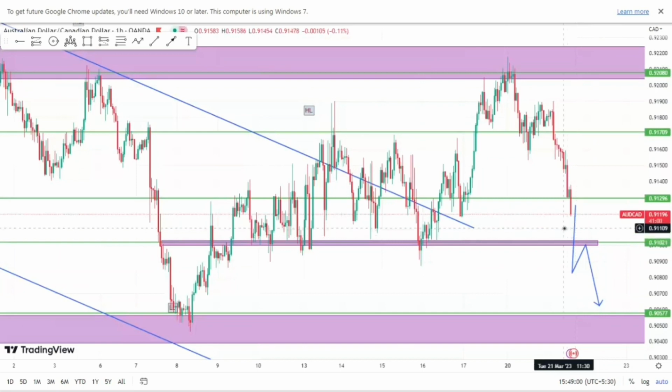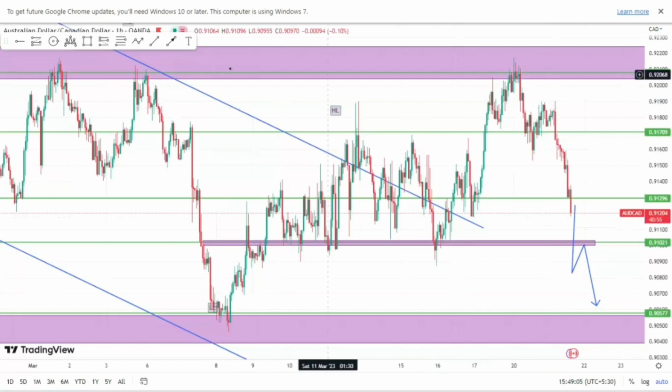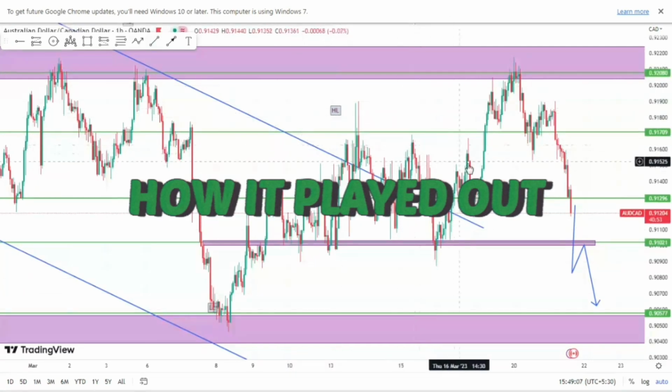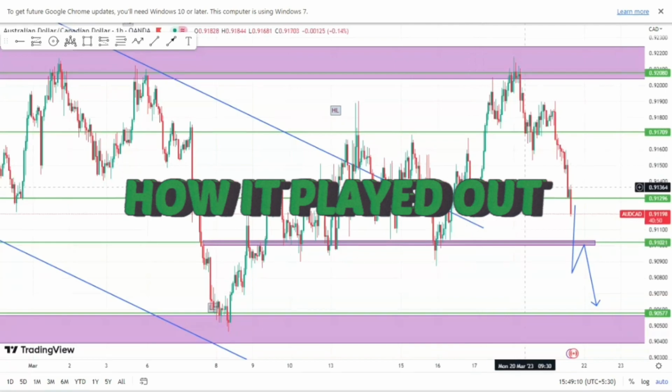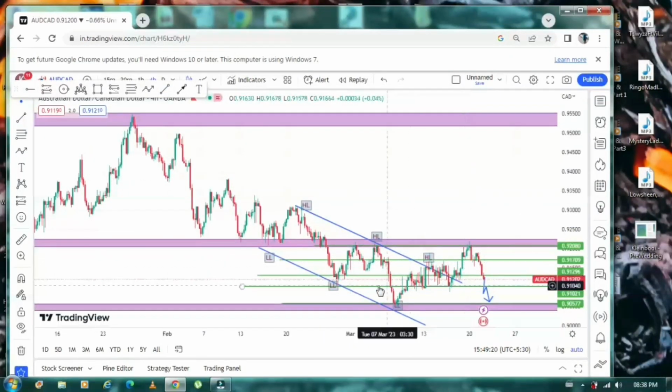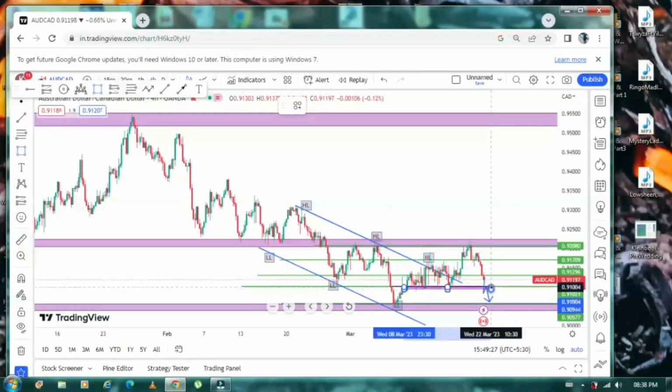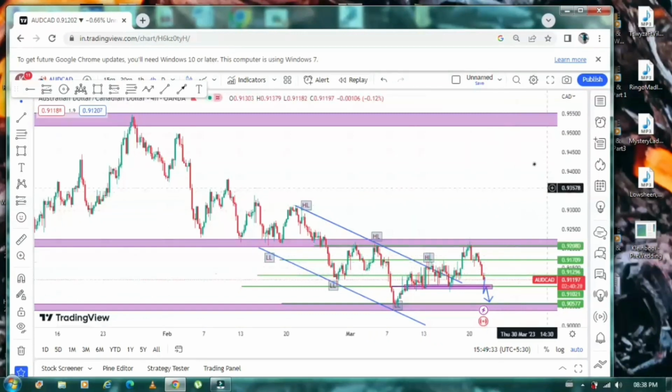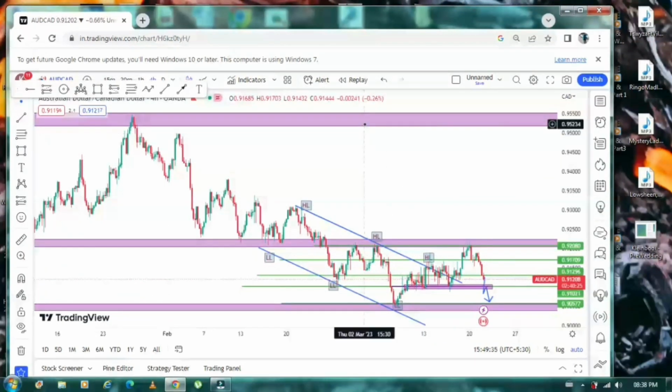This is what I'm currently seeing on the Aussie K dollar. There's not much to explain here, but this is what I am seeing and what I think will happen, and what I want to happen. Okay, that's all on our Aussie K dollar.